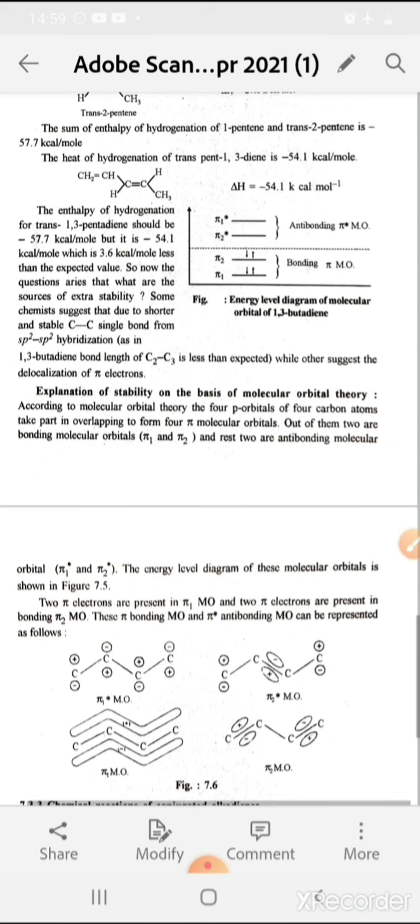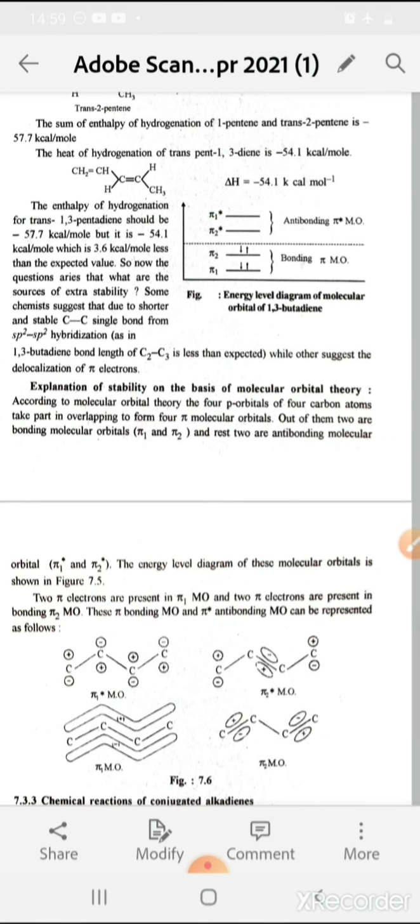So we see that due to this stabilization, delocalization and other factors, these molecules are rendered more stable than isolated dienes. That's all for today.